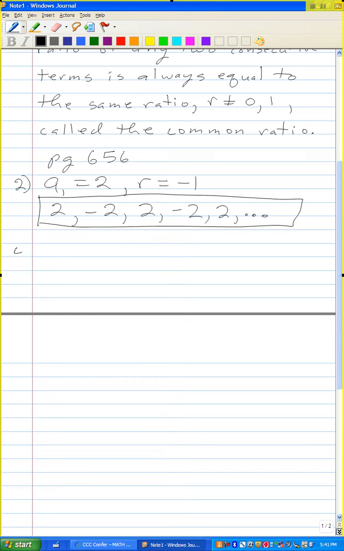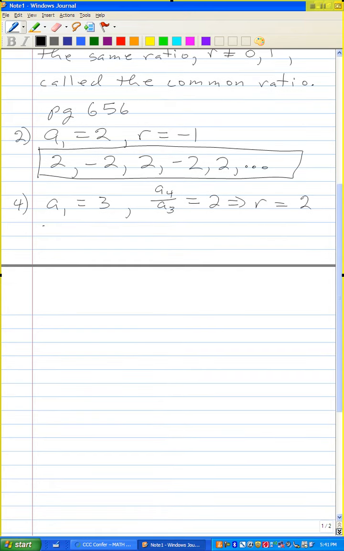Let me do problem number 4. In problem 4 it says that the first term, a1, is 3, and that the ratio a4 divided by a3 is 2, which means that the common ratio will be 2. We're assuming this is a geometric sequence. So the first term is 3, times 2, 6, times 2, 12, times 2, 24, times 2, 48, etc.